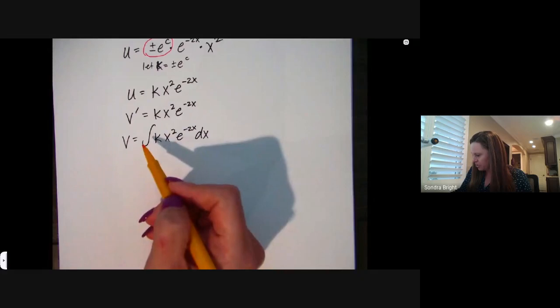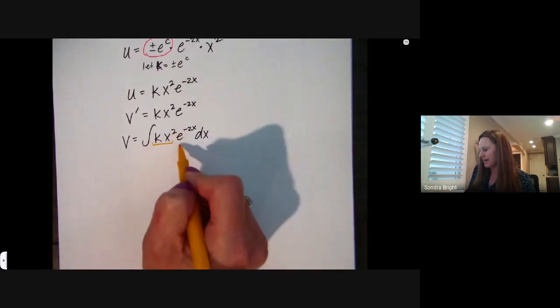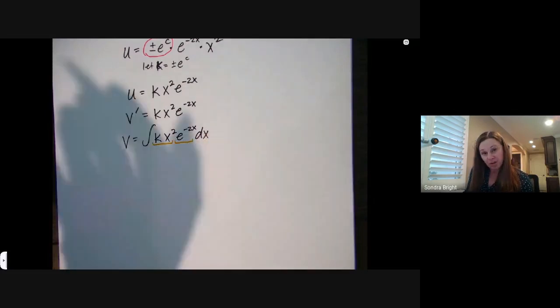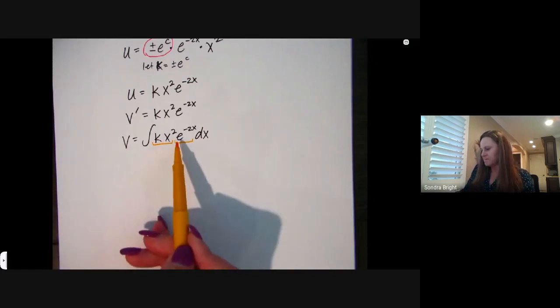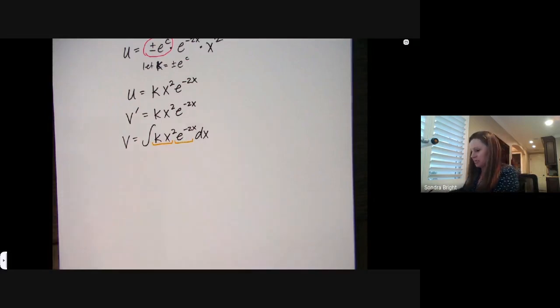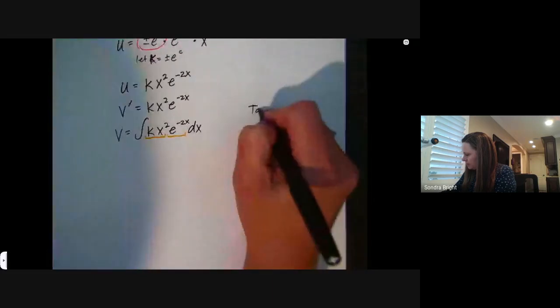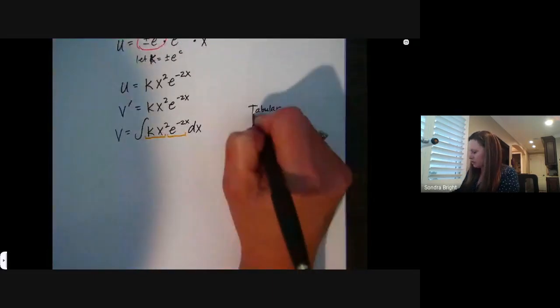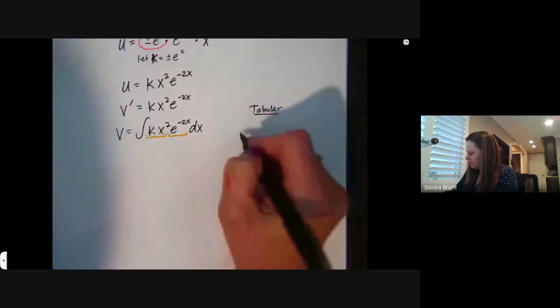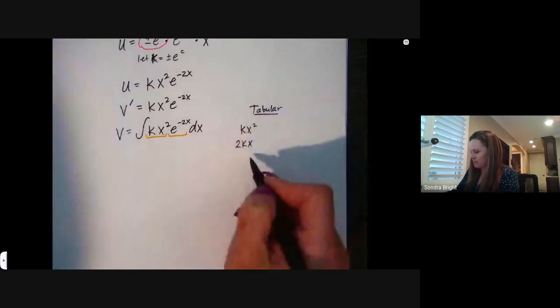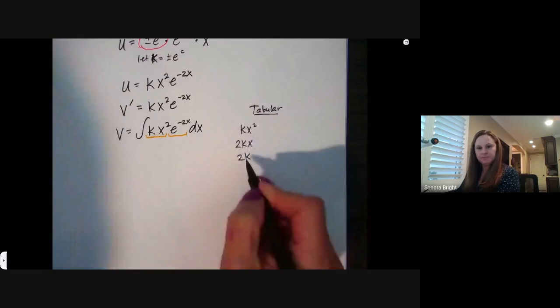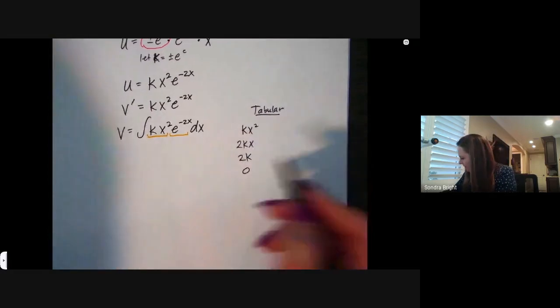I see a function times another function that you're trying to integrate. This would be integration by parts. But because one of them is algebraic and the other one is a loopy one that just keeps on going around, you can definitely do tabular, which is much easier. So I'm going to do it tabular, where my algebraic function is my f of x. So kx squared, the derivative of that would be 2kx, the derivative of that would be 2k, the derivative of that would be 0. And then e to the negative 2x is going to be my g of x.